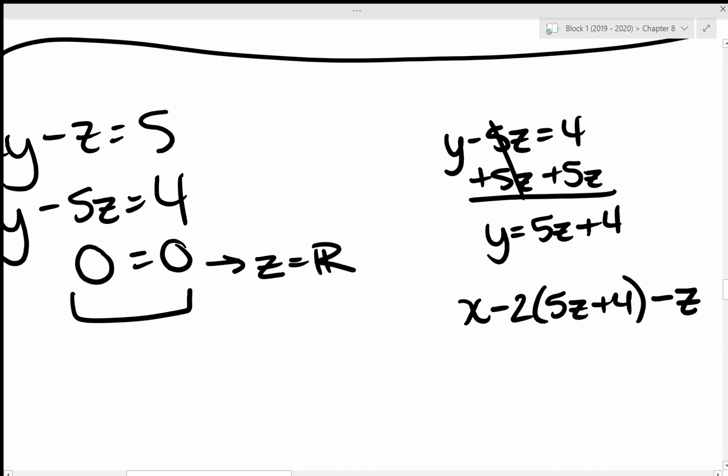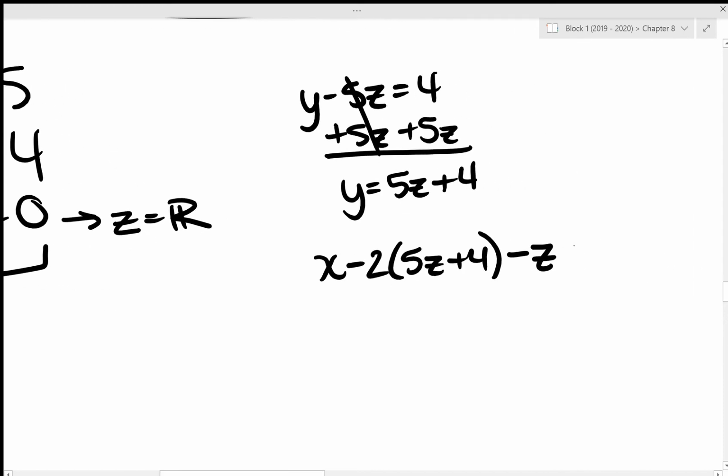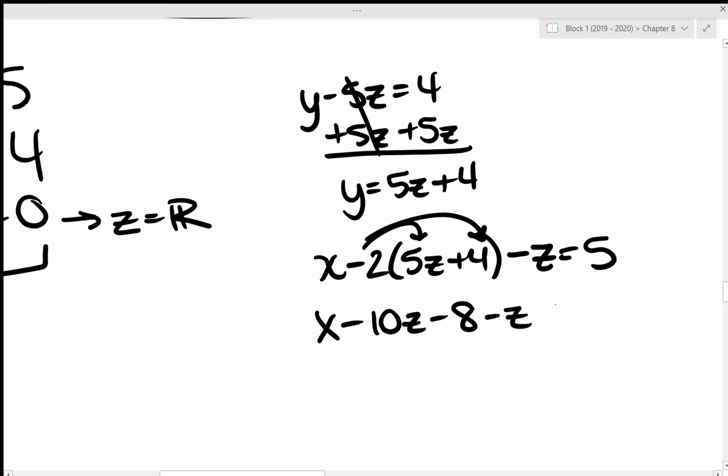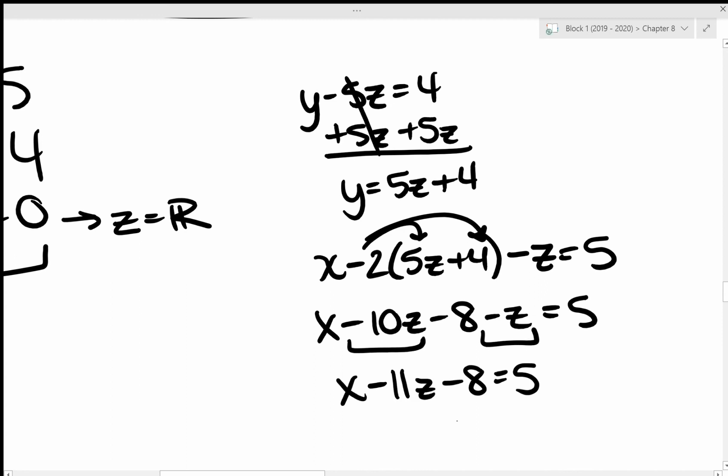Now for x, it was x minus 2 times y, which is 5z plus 4, minus z, don't forget that little extra bit in the formula, equals 5. I'm going to distribute the negative 2 into the parentheses, and I'll get x minus 10z minus 8 minus z equals 5. Combine my like terms, x minus 11z minus 8 equals 5, and I'm going to add 11z and 8 to both sides.